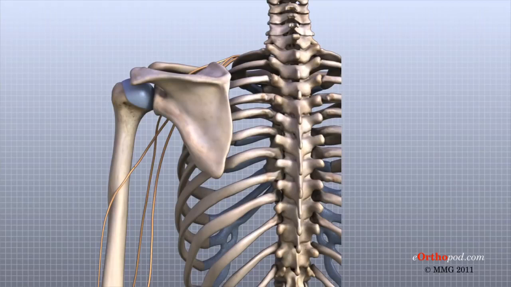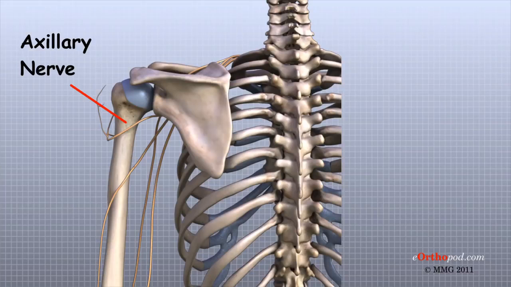There is also an important nerve that travels around the back of the shoulder joint to supply sensation to a small area of skin on the outside of the shoulder and motor signals to the deltoid muscle. This nerve is called the axillary nerve.